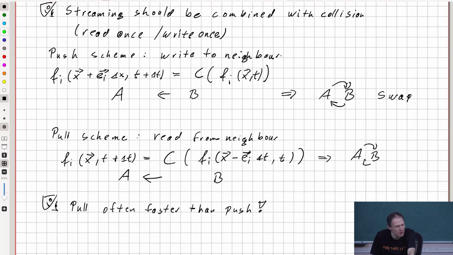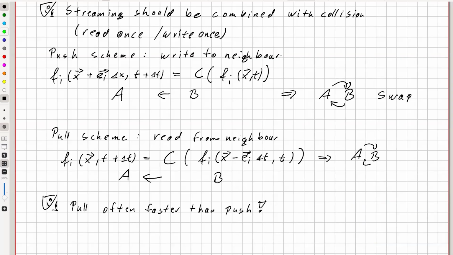We did push because this was simpler to implement in our example. And it may not be a big difference. So non-aligned read is less expensive than non-aligned writes.